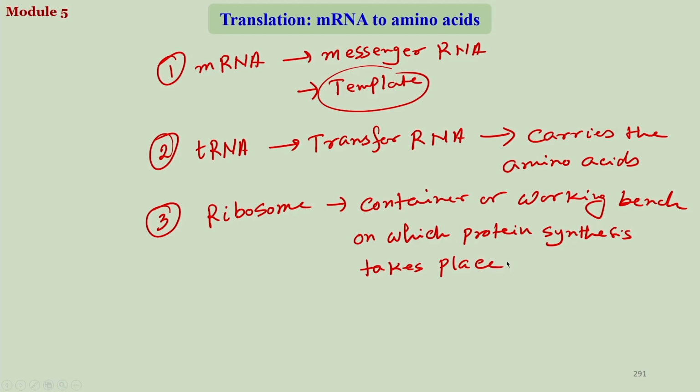We will shortly see what are the details of all these molecules. Ribosome is basically a group of proteins. Okay, so these are the key ingredients, or the key molecules, that are involved in the process of translation. Now let's go one by one.